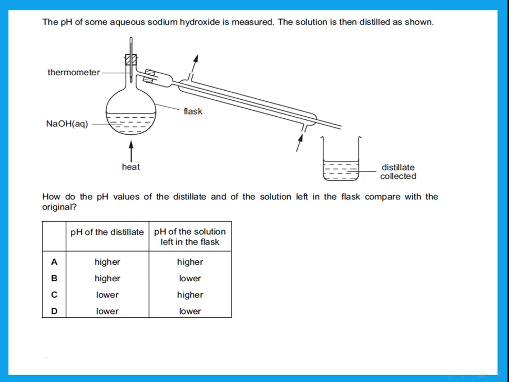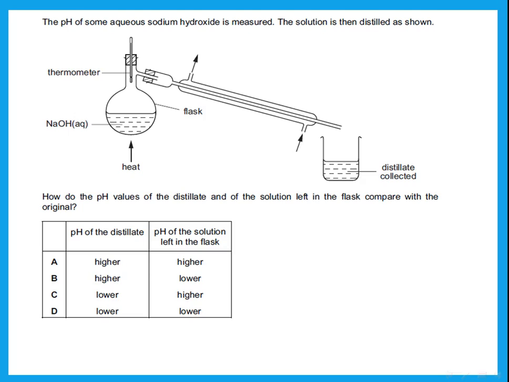The pH of some aqueous sodium hydroxide is measured. The solution is then distilled as shown. So he's distilling a solution of sodium hydroxide. Now, what do you think would be the pH of the sodium hydroxide solution? Something like 12, 13, 14? Now he's distilling it and it's giving a distillate. What is the distillate? The distillate that comes out would be pure water, right? What's the pH of pure water? The pH of pure water is 7.